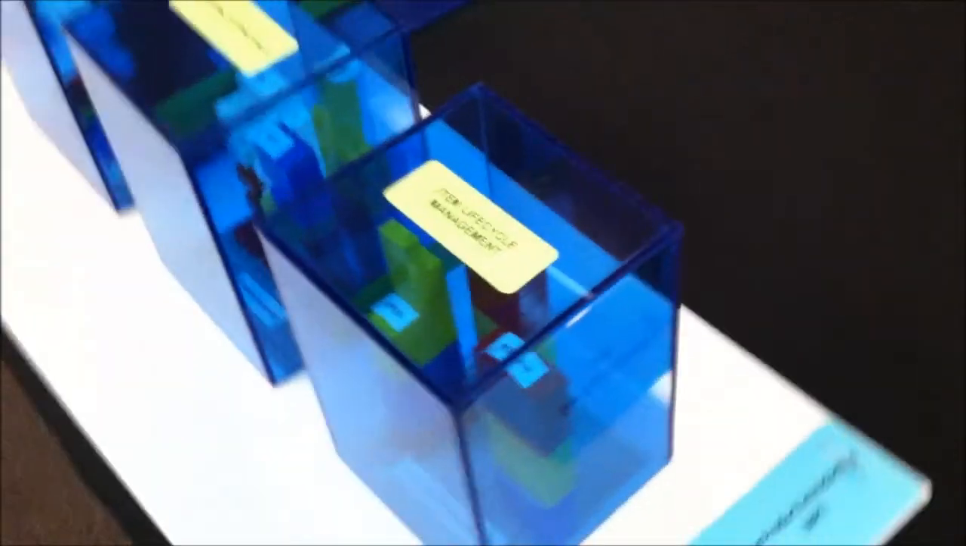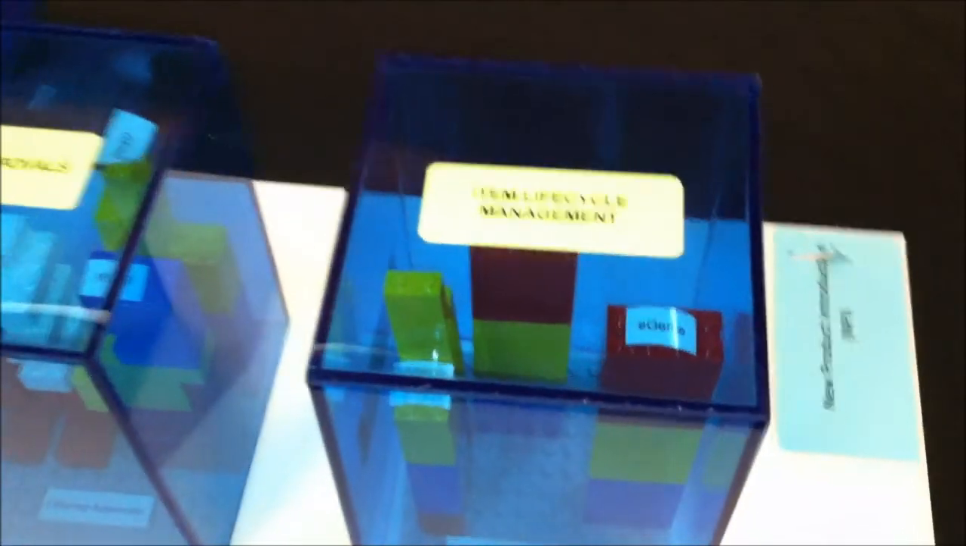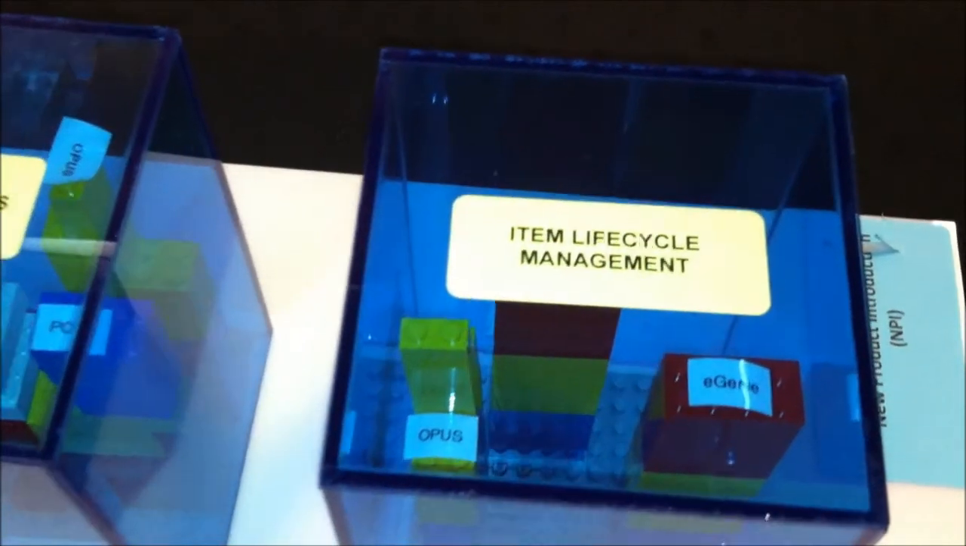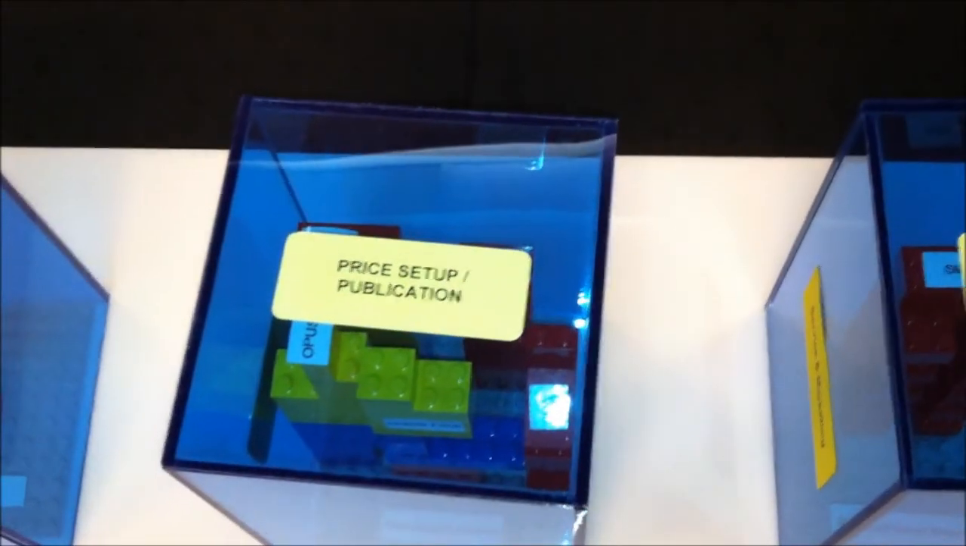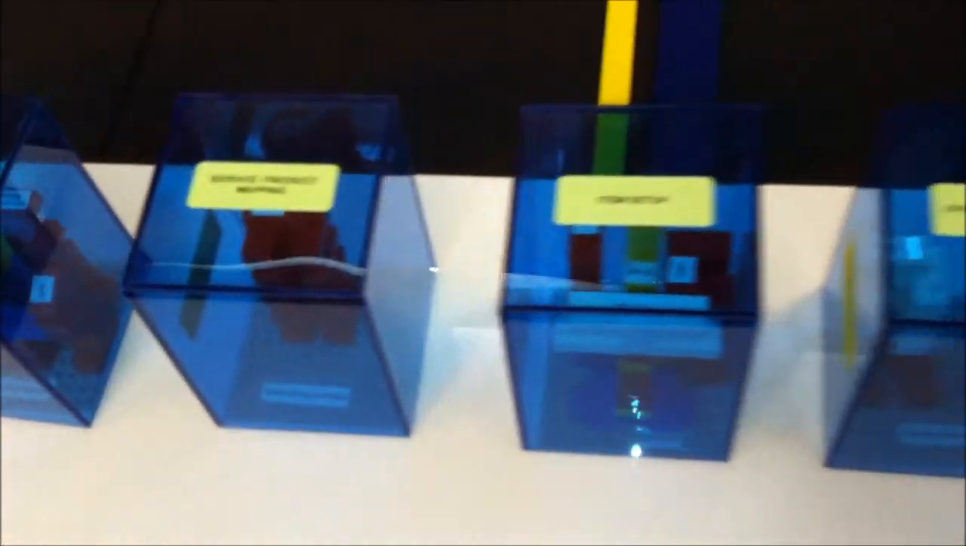So let's zoom in to the new product introduction, which is the stage where you go through a series of steps, either for product or services, to make products and services ready for orderability. So what you see are capabilities like configuration rules, item setup, price publication, as well as managing the life cycle of the offer.